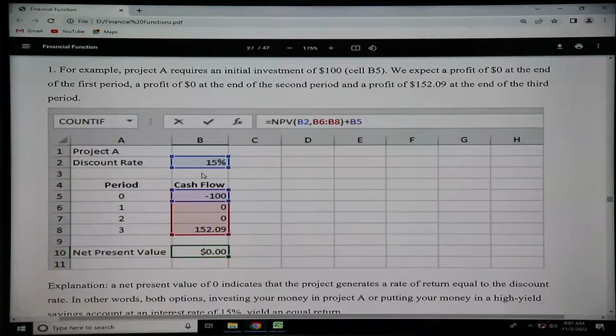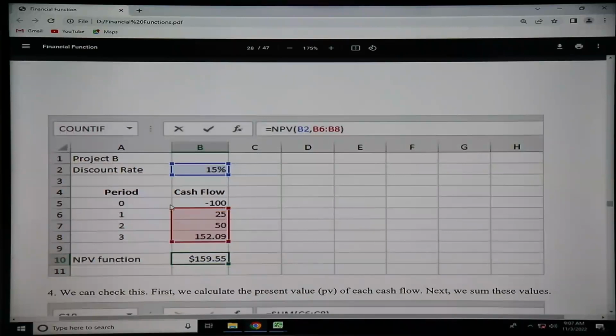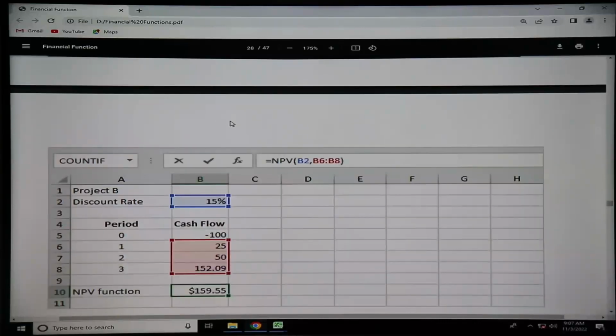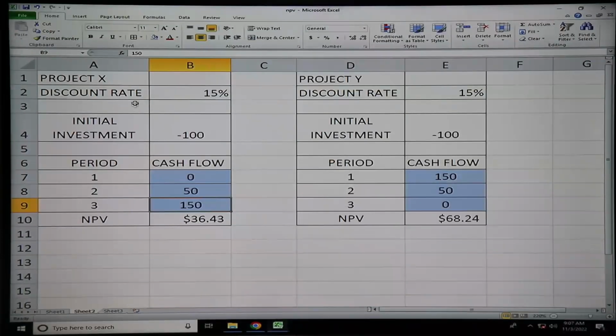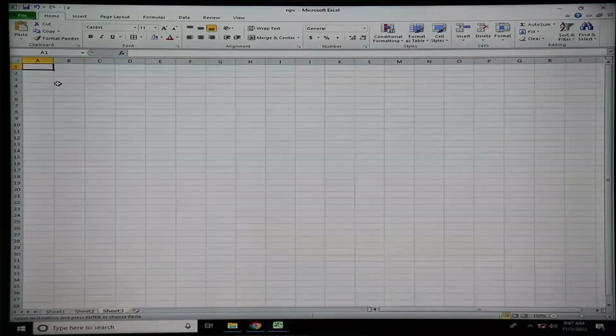If you check another case scenario, we had project A and project B. The two projects again had the same invested amount, but the timing of the cash flow was different, giving different values. We can use the same data to compute this. I will just copy this data to the next worksheet, sheet 3, and paste it there.